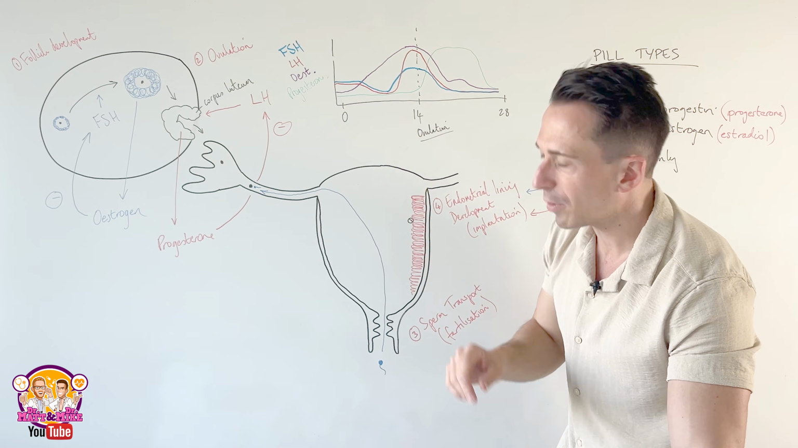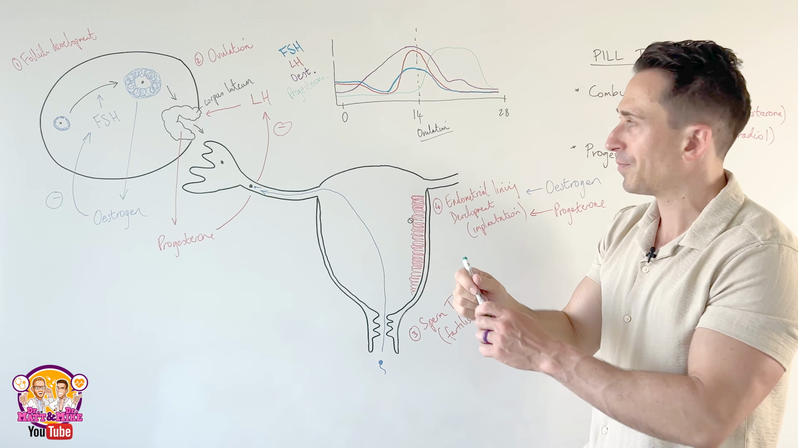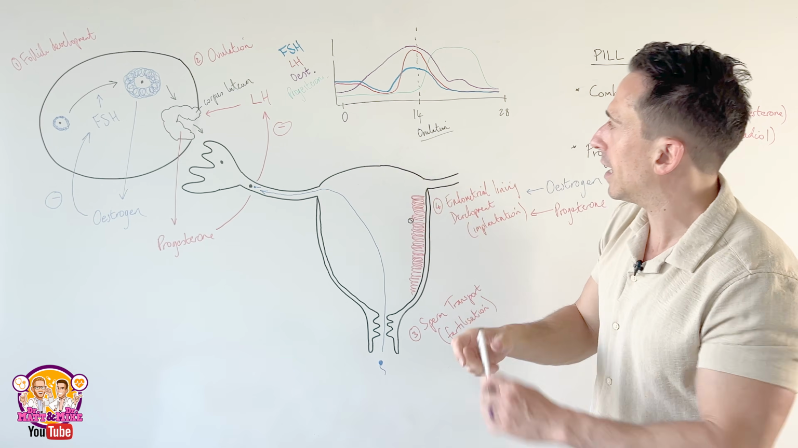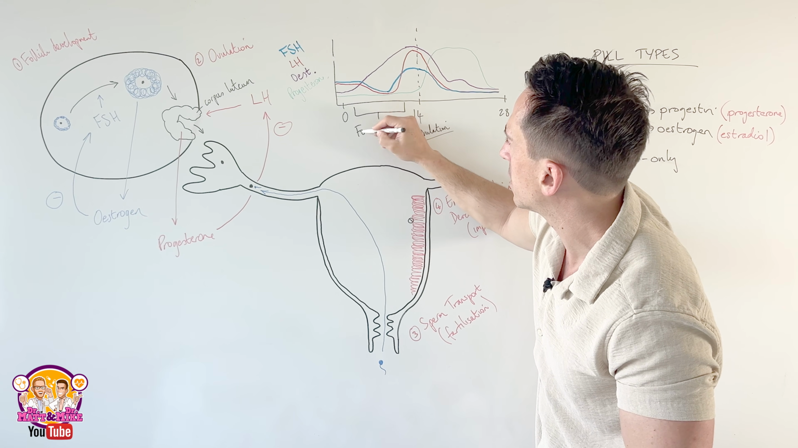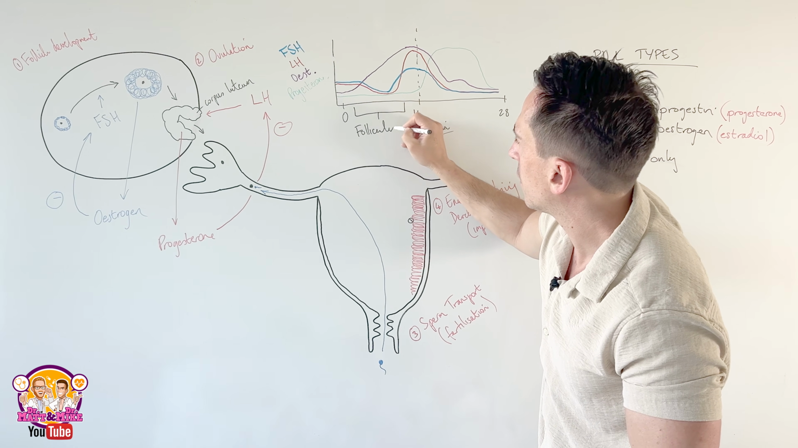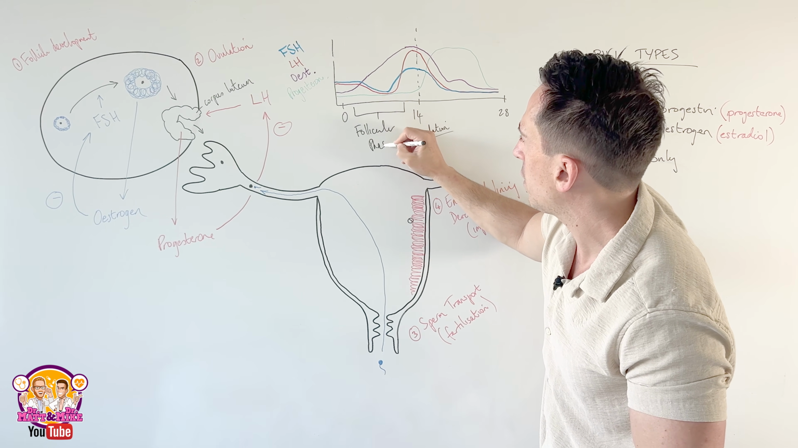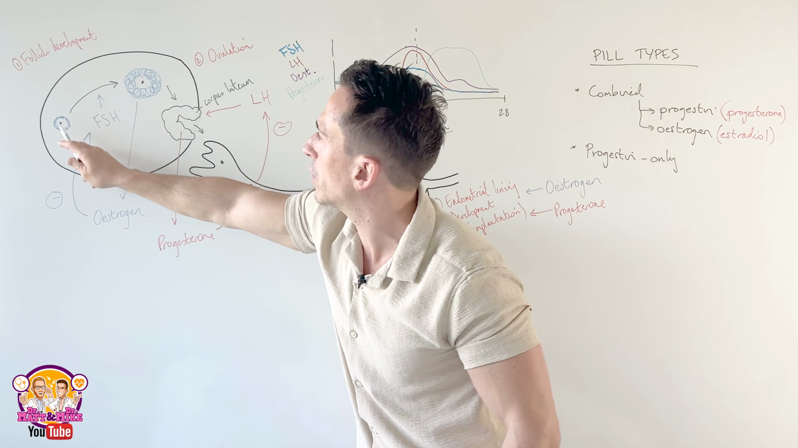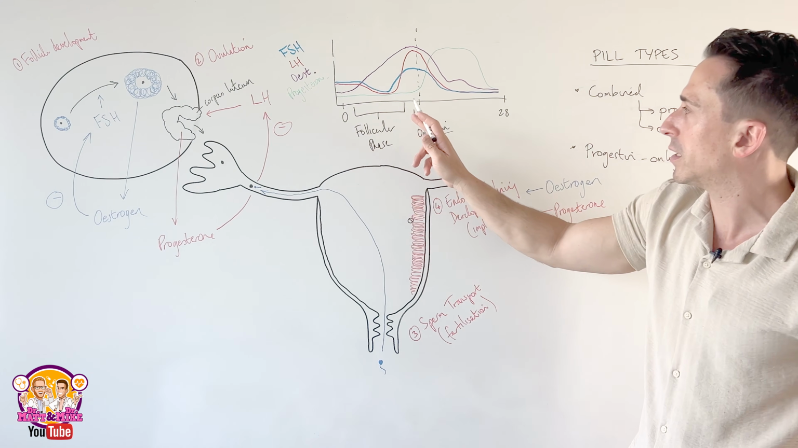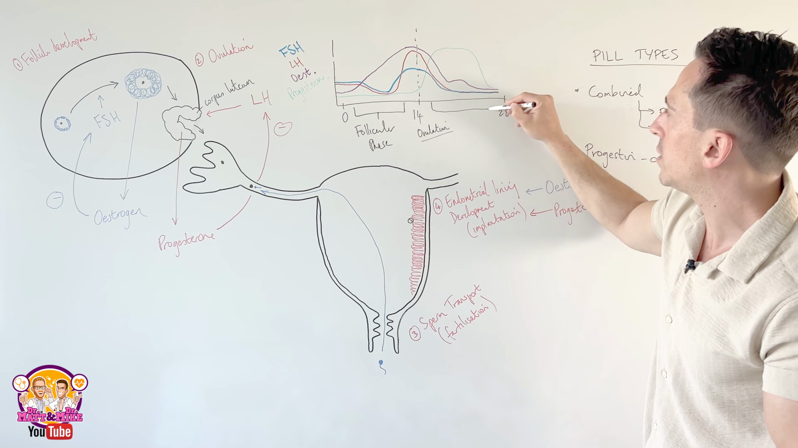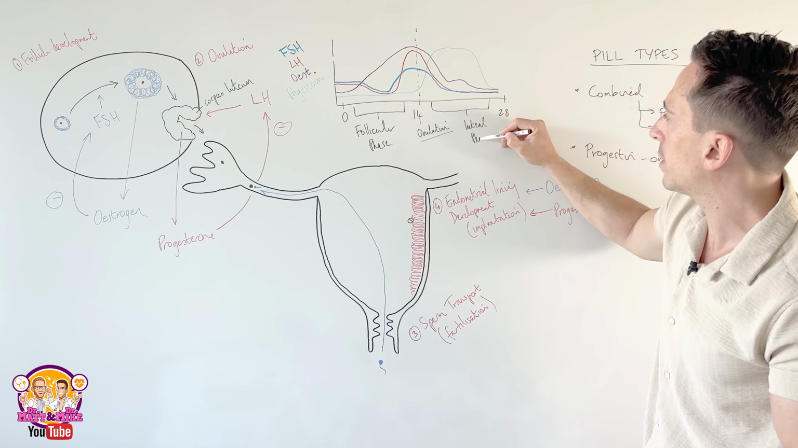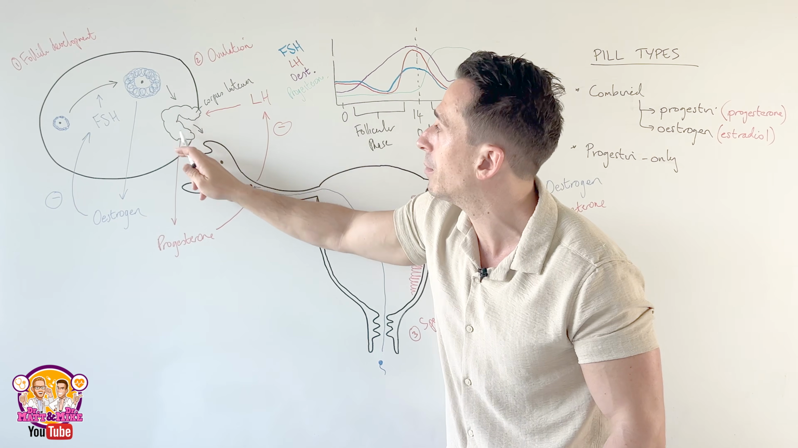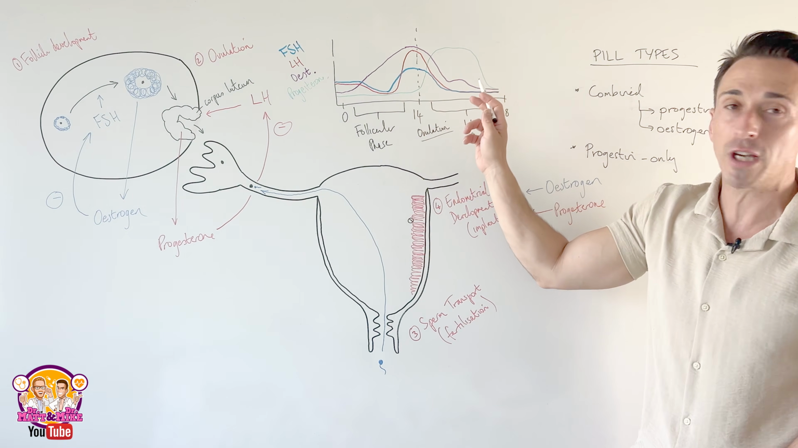A couple of really important points: this first phase is called the follicular phase. Why do you think it's called the follicular phase? Because that's when the follicle is developing. That's the first 14 days. The next phase is called the luteal phase, and that's unsurprising because that's when the corpus luteum is controlling the release of progesterone.